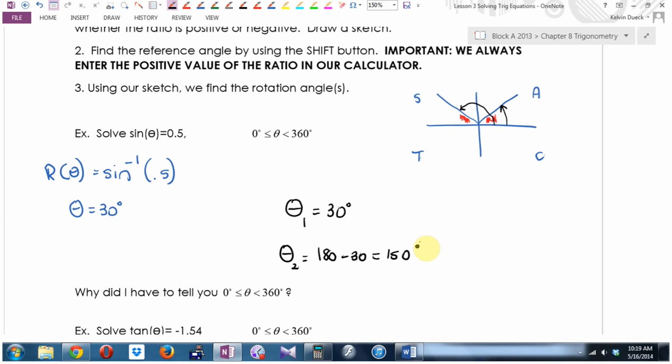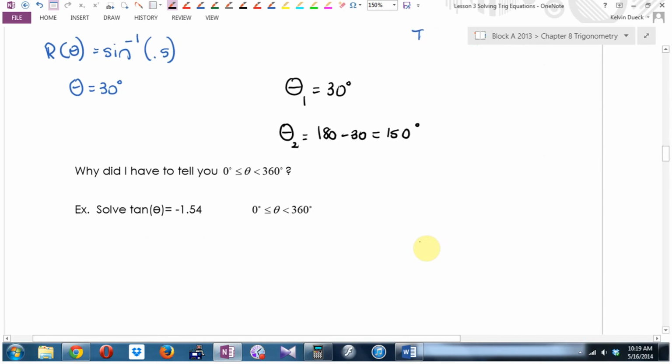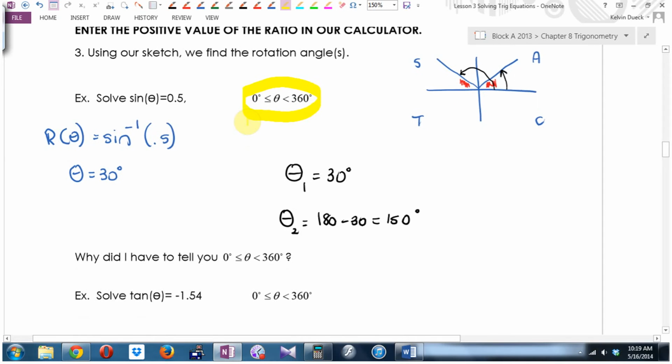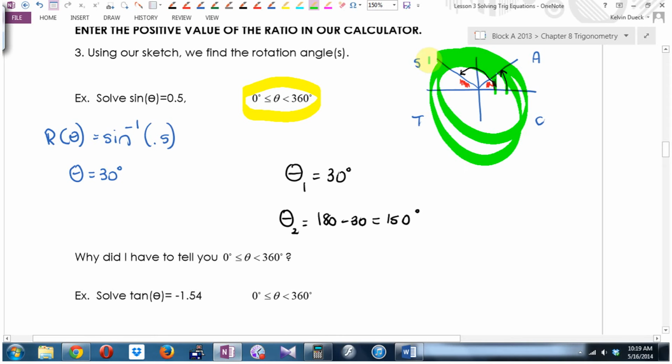Right? So we can check our answer. But you'll notice I had to add a little restriction. Why did I have to tell you that? Well, understand, you could have said that angle, which would be 150 plus 360. You could have said that angle, which would be 150 plus 360 plus 360. There's an infinite number of possible answers.